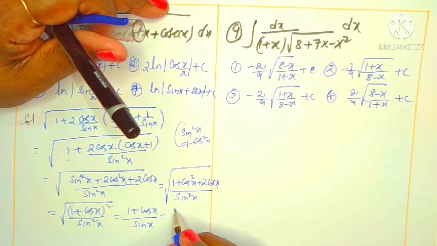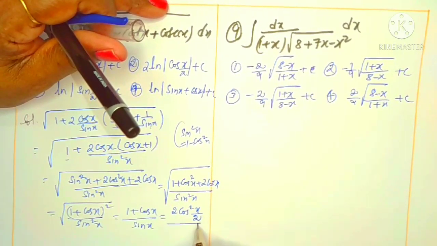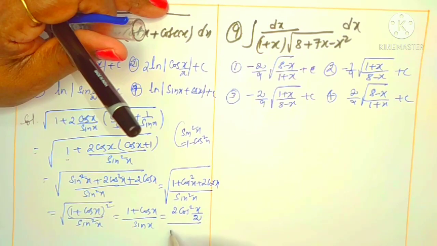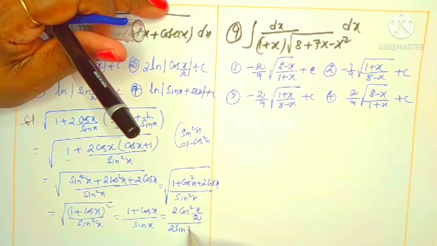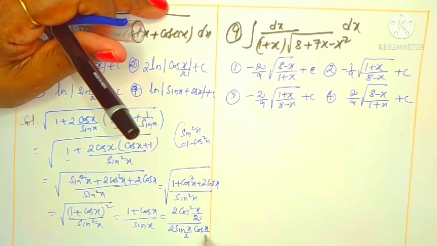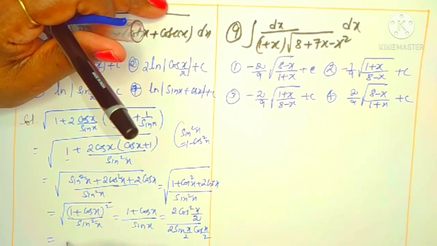You know 1 plus cos x we can write as 2 cos square x by 2. These are the simplifications by trigonometric applications. Sin x we can write as 2 sin x by 2 cos x by 2. What happened? The 2s cancel, one cos cancels. What is left over? Cot x by 2 is left over.